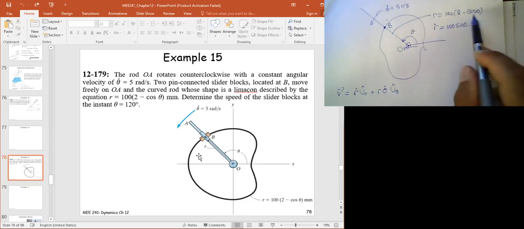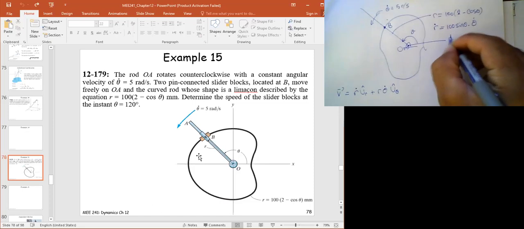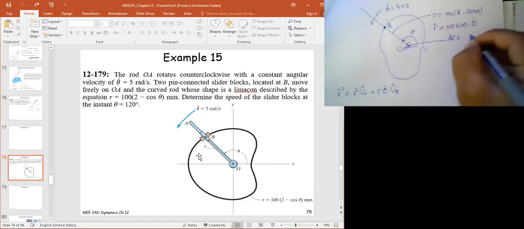Okay. So this is a function of theta. Every time you differentiate this, you want to make sure you multiply by theta prime, right? In other words, why is it like that? If I actually do dr, only dr, I'm going to end up with what? 100 sin theta multiplied by theta.